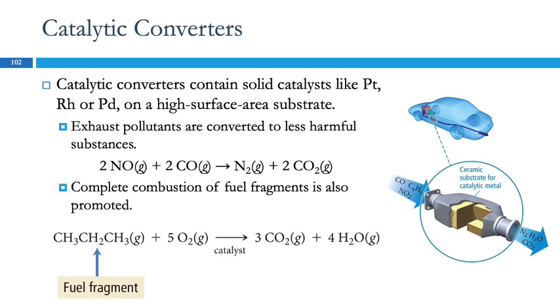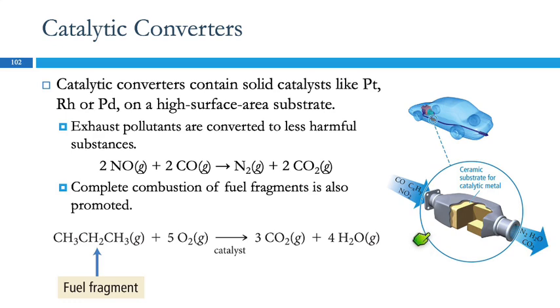Another example of catalysts is a catalytic converter. So a catalytic converter has a solid catalyst. In the destruction of ozone, we were looking at a gas catalyst, atomic chlorine. In the catalytic converter, you've got something like platinum, rhodium, or palladium that is on a high surface area substrate. And this is the reason that people go around stealing catalytic converters, is because they have platinum and palladium and rhodium in them, which are expensive metals. And so they can sell them and get some money for them.